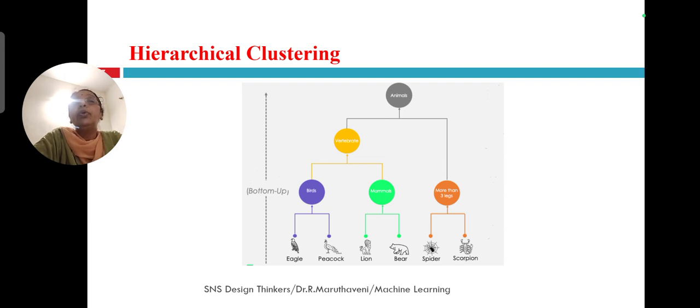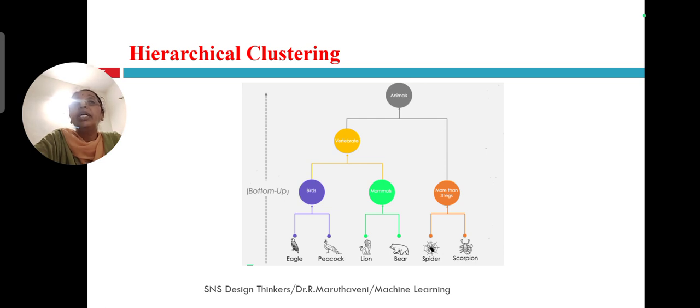We keep doing this, putting together the most similar animals into bigger groups. It's like making a chain. We keep adding links until all the animals are in one big chain. This chain looks like a tree with branches and leaves, and we call it a dendrogram.